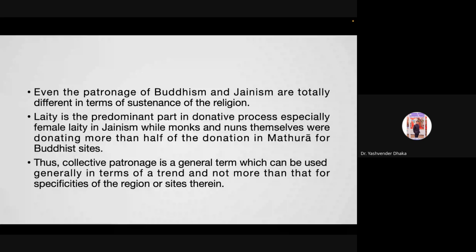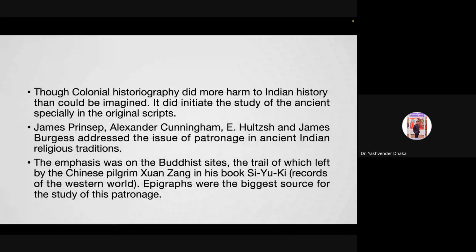If we see Buddhist sites, almost 60 to 62% of donation comes through monks and nuns themselves. And if we see female laity in Jainism, almost 72 to 74% of donation comes through female laity. So within Mathura also, there are different strands in Jainism and Buddhism. Collective patronage may not be as collective as it seems in a single religious site, and in a multi-religious site it may be very, very different. So it is a general term, but in multi-religious sites, it does not sustain as Vidya Dehejia wanted it to sustain. Now, we have to see the colonial historiography also in patronage.